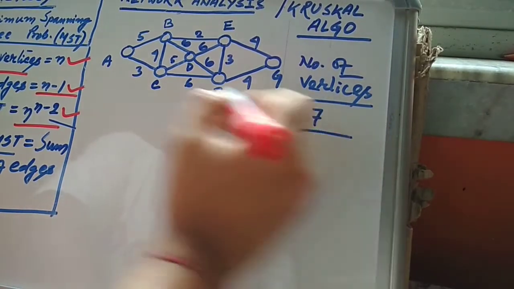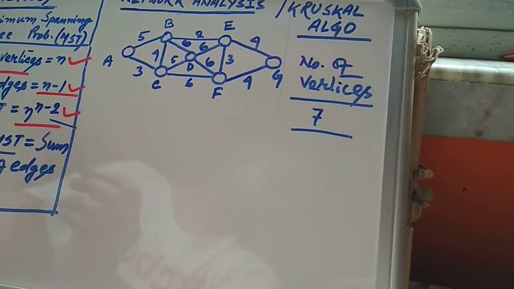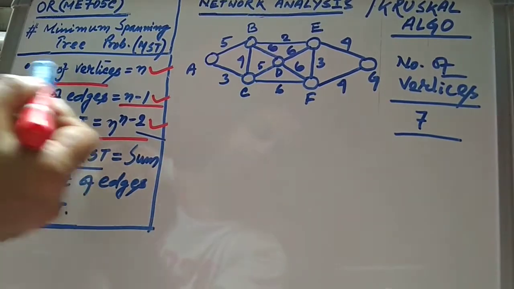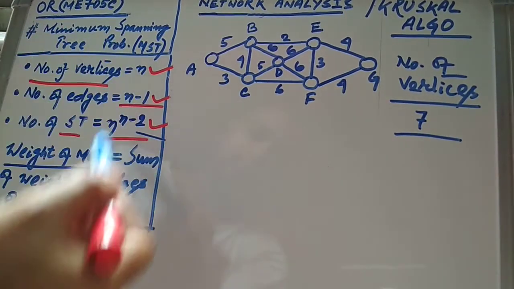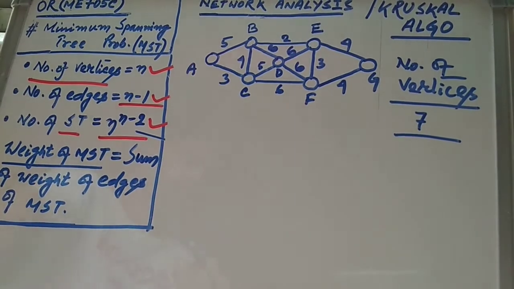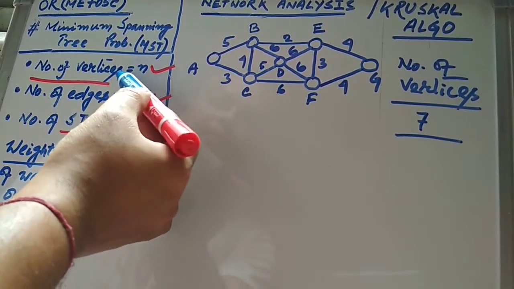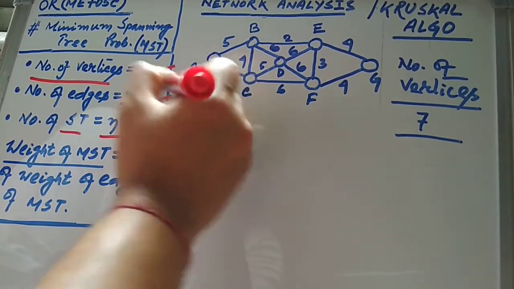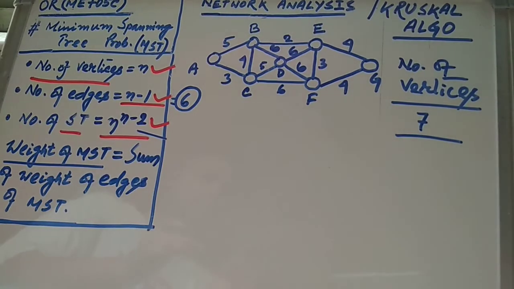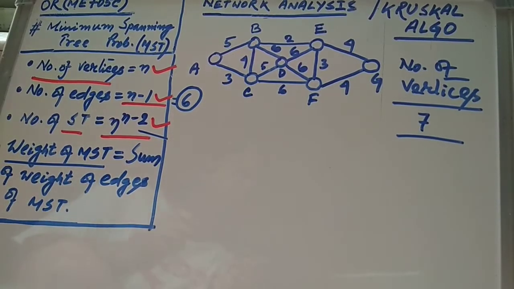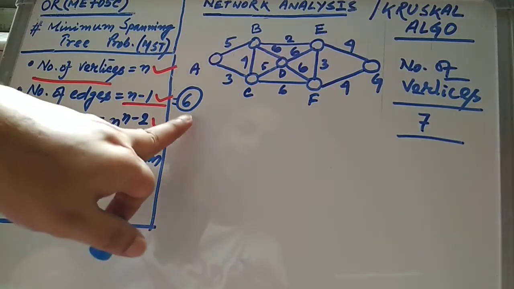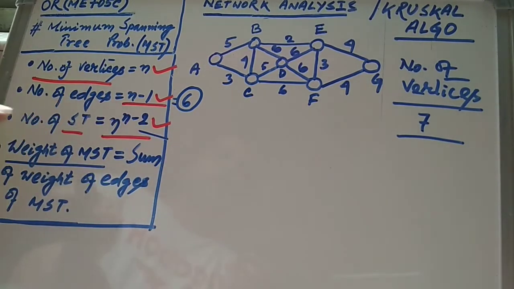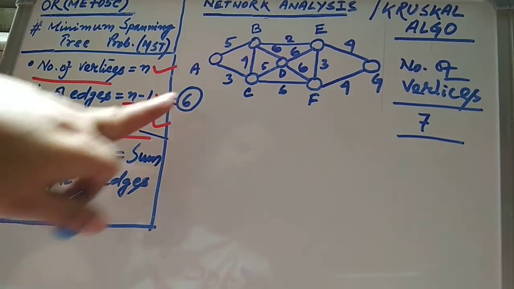So the number of edges, as you can see, is n minus 1. If the number of vertices is n, I have already discussed this formula in the previous example. So if you have 7 vertices, then the number of edges should be 6. For constructing a spanning tree, whether a minimum spanning tree or simply a spanning tree, you are going to have 6 edges.